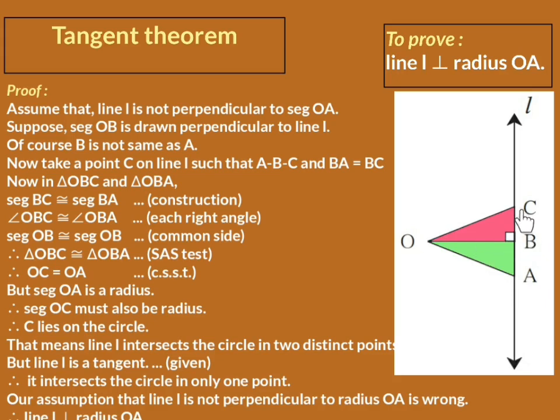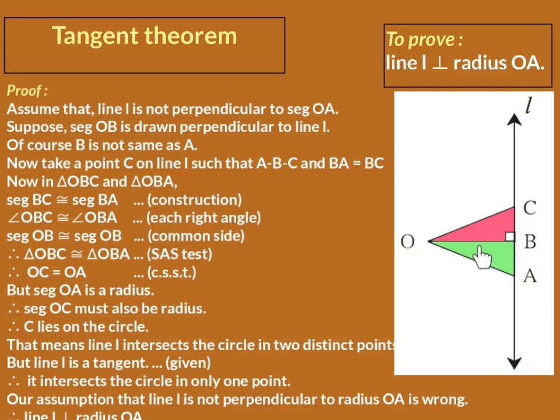Now in triangle OBC and triangle OBA, triangle OBC which is the pink color triangle and triangle OBA which is the green color triangle. Now take a look at these two triangles. Segment BC is congruent to segment BA according to our construction. Reason is construction. Angle OBC is congruent to angle OBA. This is also construction, that is we have drawn OB perpendicular to line L. Hence these two angles are right angles or each 90 degrees. Hence angle OBC is congruent to angle OBA. Reason is each right angle or each 90 degrees, or construction.